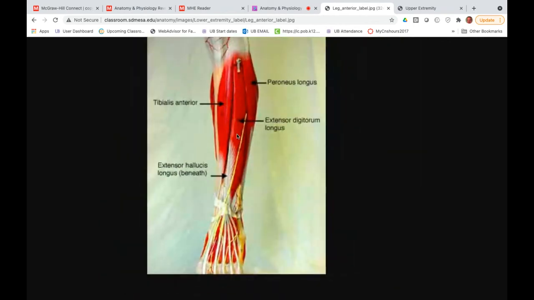So anything that's in the anterior compartment is innervated by the deep peroneal nerve. You can see it here. And they dorsiflex the foot. If it's a muscle that's on the inside, a real pure medial muscle, it's an inverter. And if it's on the outside, it's an everter.